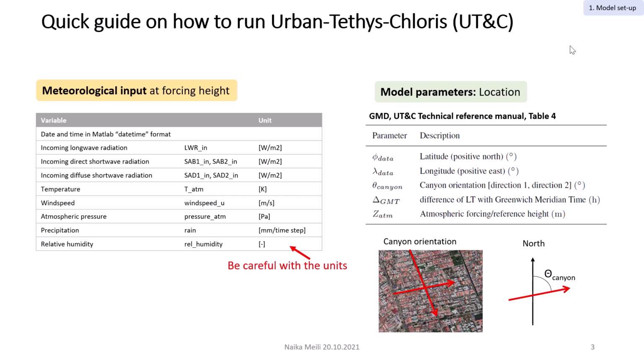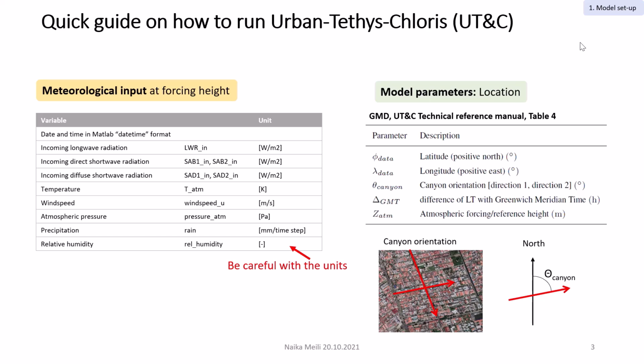You will also need to specify the location you would like to simulate in terms of latitude and longitude, the canyon orientation, the difference to Greenwich Meridian time, and you will also need to specify at which height your meteorological measurements are measured. Note that the atmospheric forcing or reference height always needs to be above the canyon.